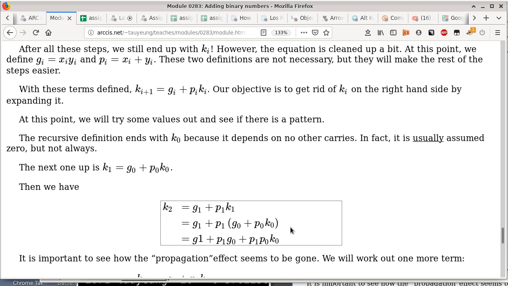So is that okay? With this part here, do you see how K2, when we express the whole thing, only relies on the G terms, the P terms, and K0, but it does not refer to K1 anymore? We don't have a dependency on K1, just K0. But then you will say, there's a whole bunch of extra terms now. There's a whole bunch of G1, G0, P1, P0, and so on. Well, how are those terms defined? G of i is X of i and Y of i.